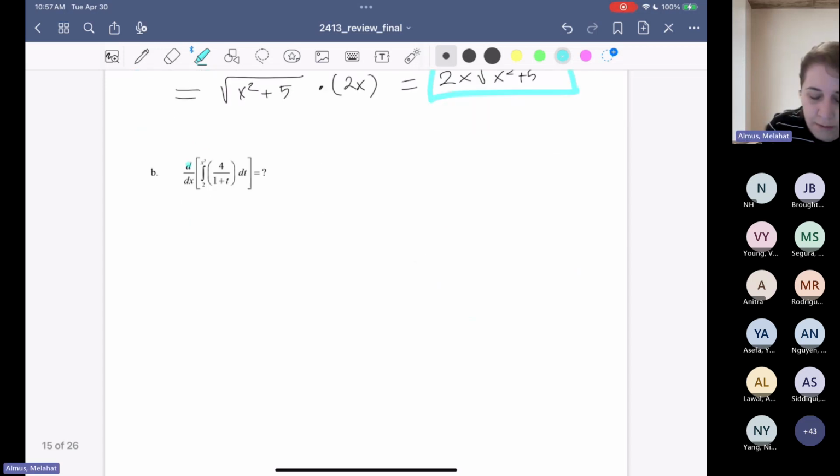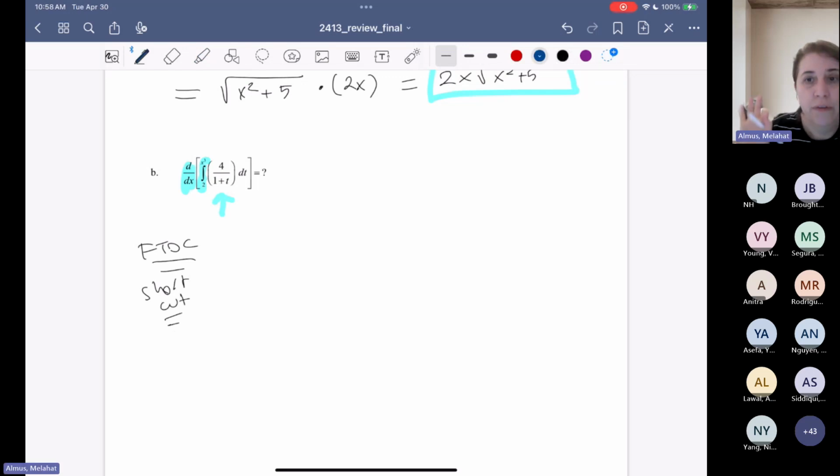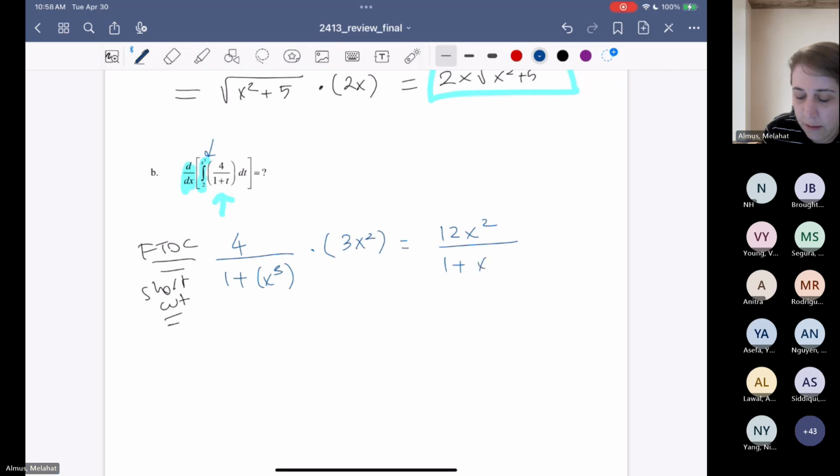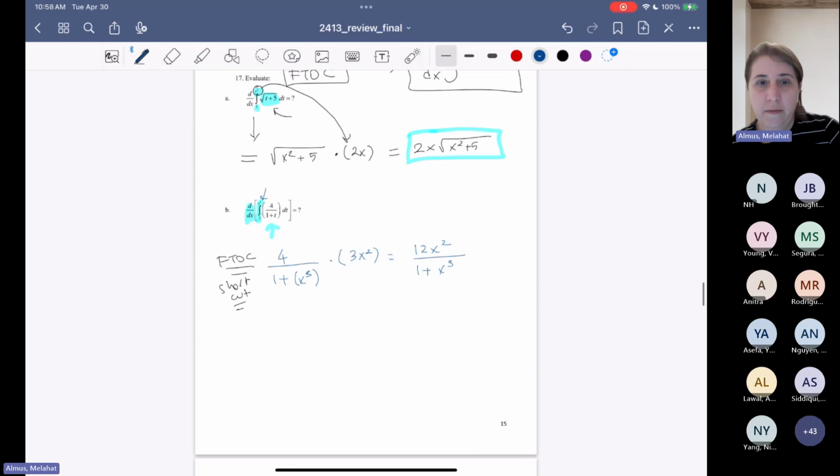Here's another one. d by dx of an integral. This is your integrand function. What does the FTOC shortcut say? It says go to the integrand function, plug in the upper limit, and after you're done with the plugging in, multiply by the derivative of the upper limit. So your overall answer will be that, and that's it. It's multiple choice, so look at the choices for that answer. Please practice this, and there are some problems on your practice final, I believe, about this.